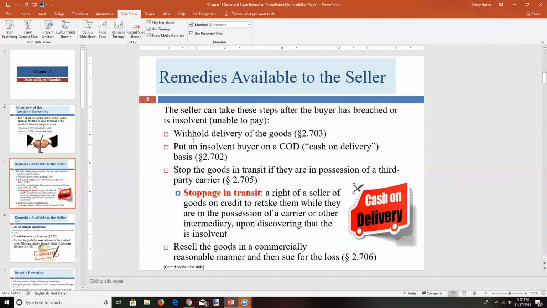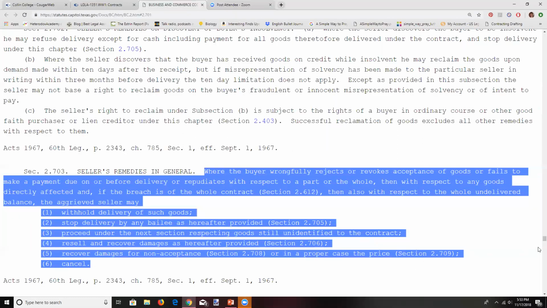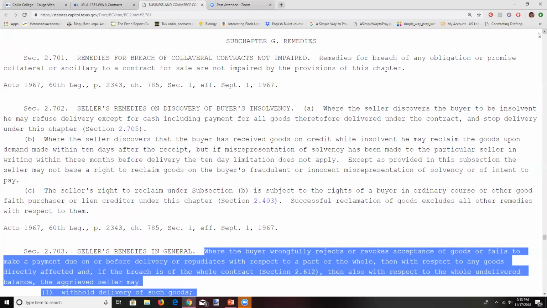Let's consider this one. Another thing that a successful seller might be suing for, or actually not suing for, but taking this action, is to put an insolvent buyer on a COD, cash on delivery basis. Let's look at that one here. Move up a little higher for this one.